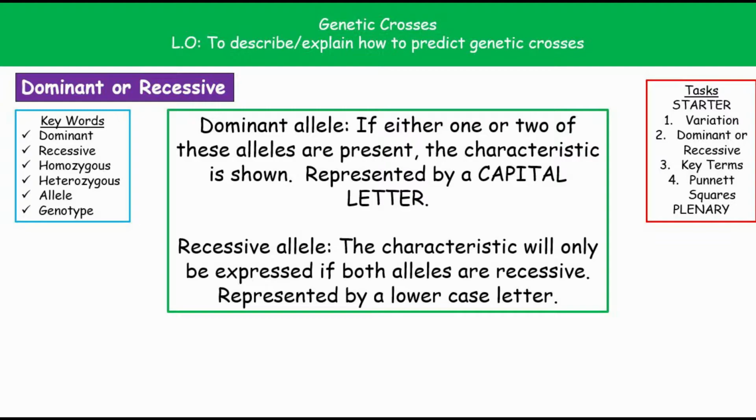And the way we show this when we come on to do our genetic diagrams is by using a capital letter for it. The other one, the recessive allele, this is a characteristic that we will only express if both of the alleles are recessive, and we use a lowercase letter to represent that one. So make sure you've got these next 2 key terms written down.